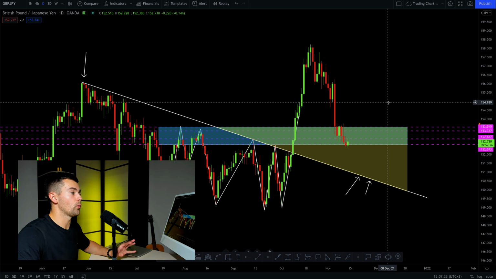But that is not all. Here, what we forgot about is the long-term perspective. As we discussed, pound-yen is trading in a long-term bullish trend. So let's analyze the long-term perspective as well.